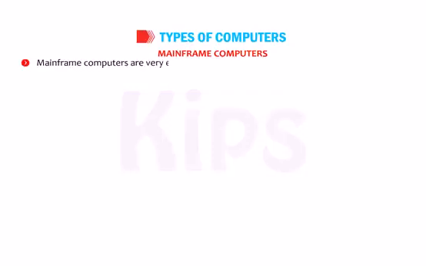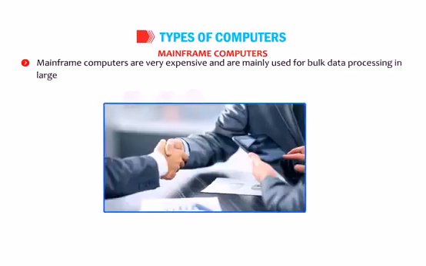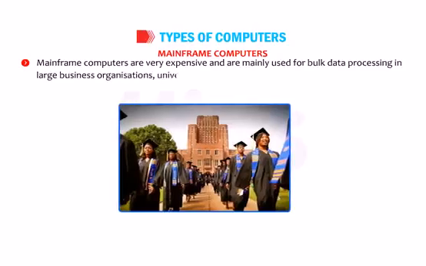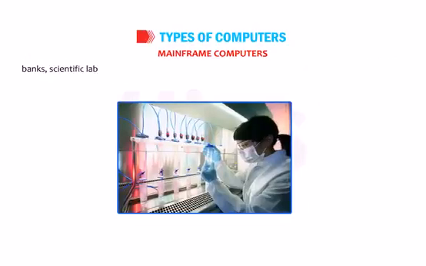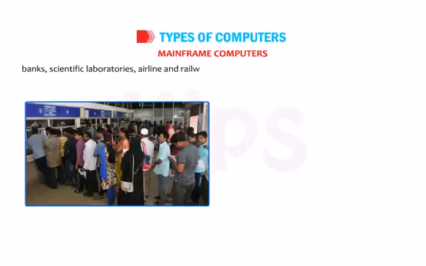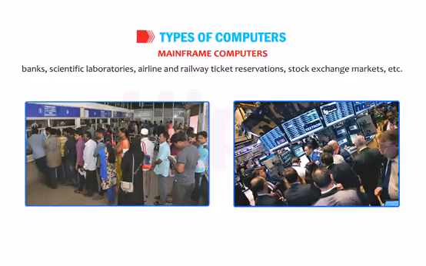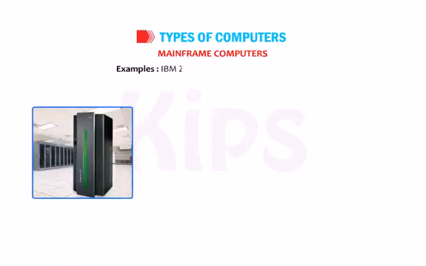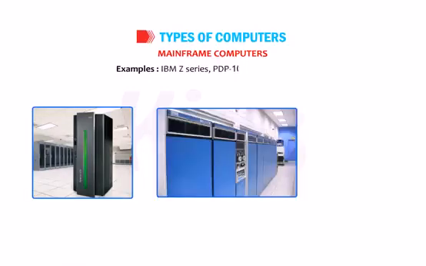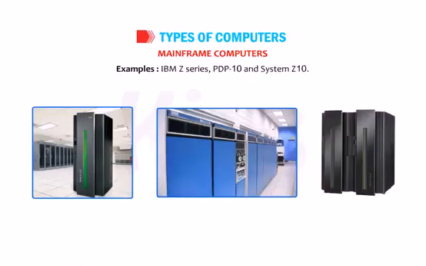Mainframe computers are very expensive and are mainly used for bulk data processing in large business organizations, universities, banks, scientific laboratories, airline and railway ticket reservations, stock exchange markets, etc. For example, IBM Z series, PDP-10 and System z10.